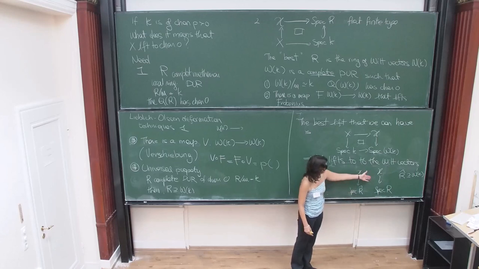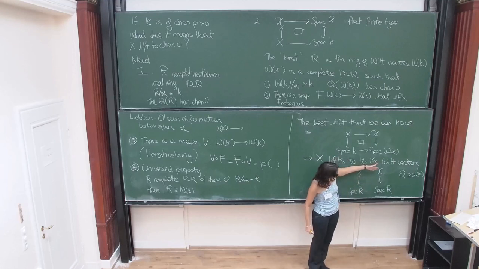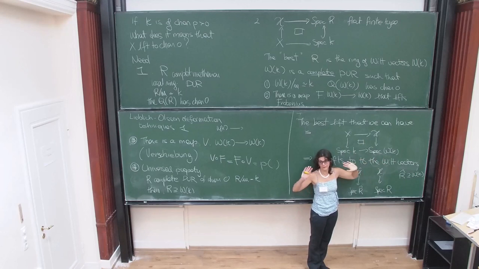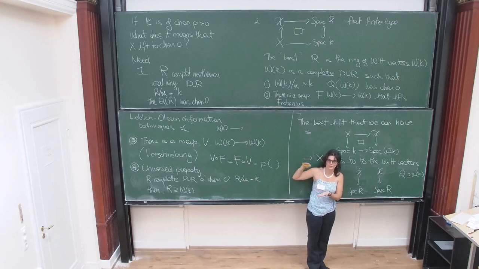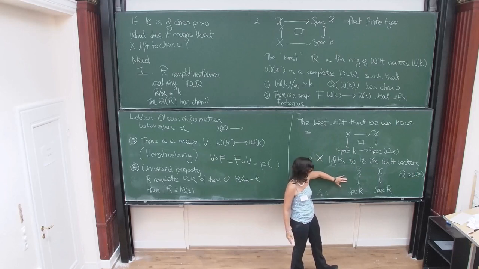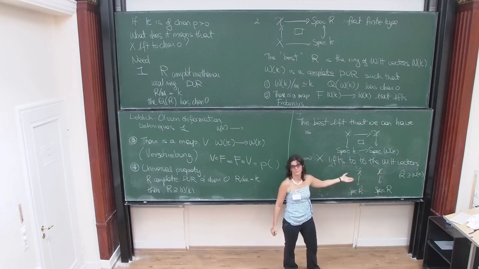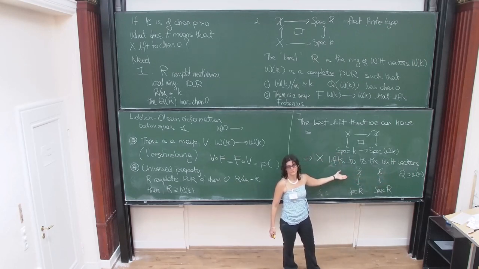So not all varieties lift to the Witt vectors, not all varieties lift to characteristic zero, and when we speak of lifting, there are two degrees of niceness of the lift. One is lifting to the Witt vectors, and the other is lifting to something that is a ramified extension of the Witt vectors. It can happen that your lifted variety is not small.